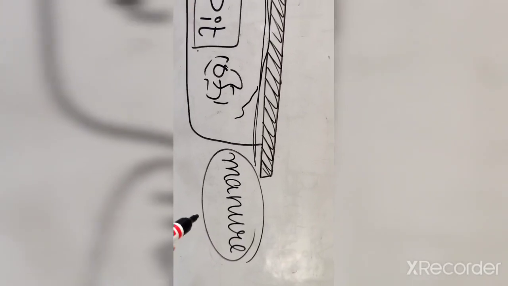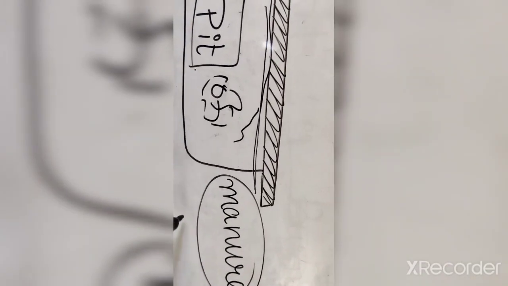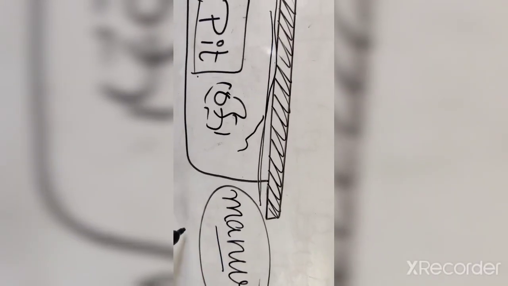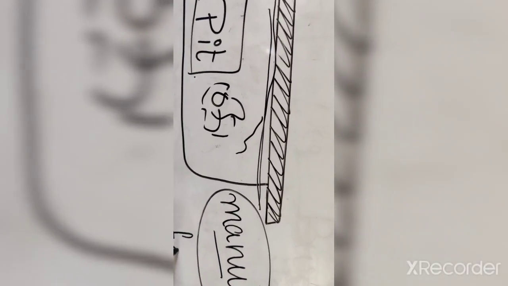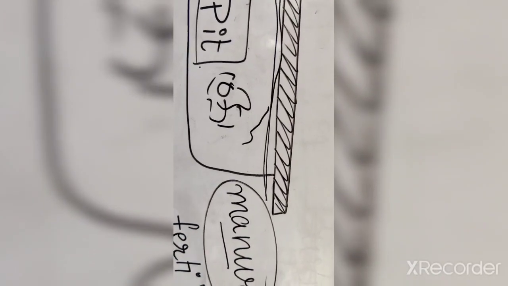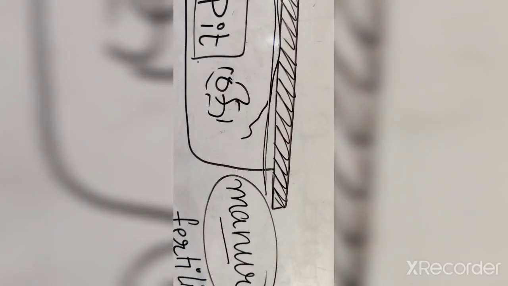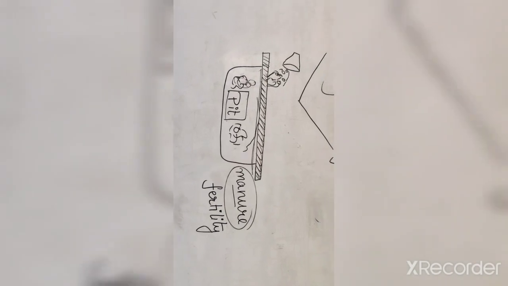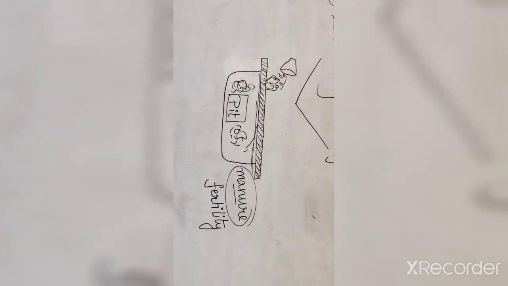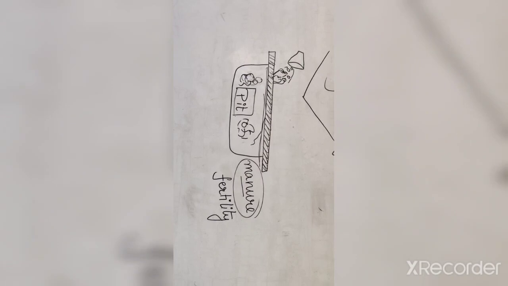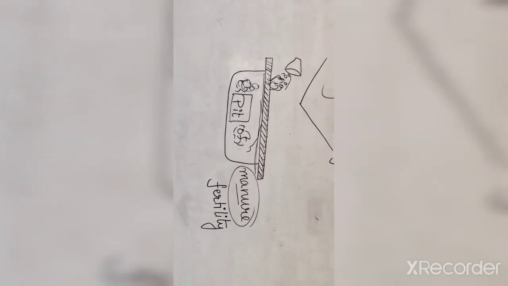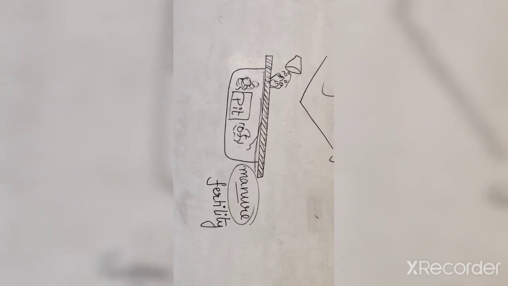Now this manure is used by the farmers in their field. The manure enhances the fertility of the soil. It results in enhancing the fertility of the soil. So in landfills, the garbage is thrown in a pit which is dug underground and it is covered by a thick layer of soil.